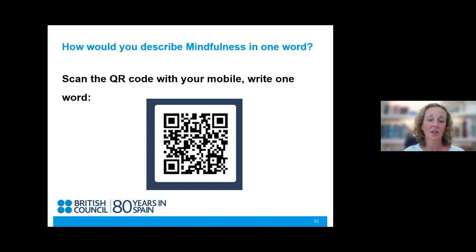Let's see, we've got 1 minute. So just quickly, the last thing I'd like you to do with your phones again is scan the QR code and write one word. After this talk, how would you describe mindfulness? If you just give me a second, I will activate the poll. Okay, so how would you describe mindfulness? One word. And I will show you the results.